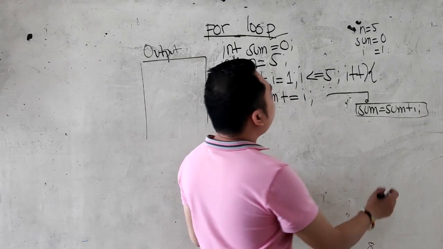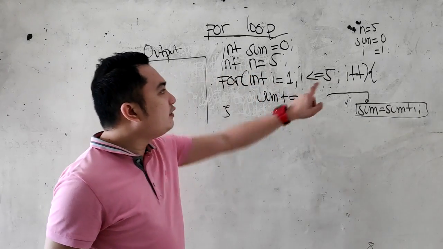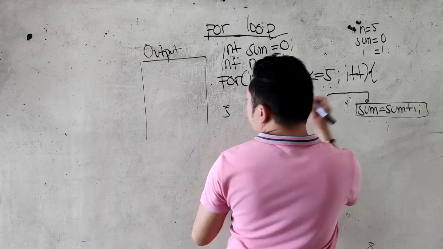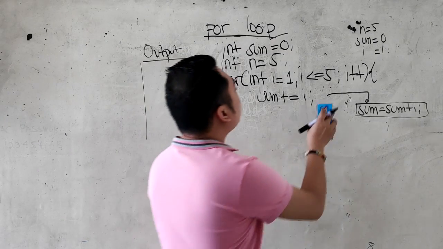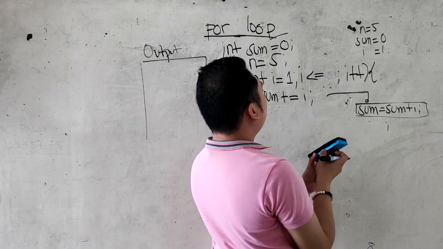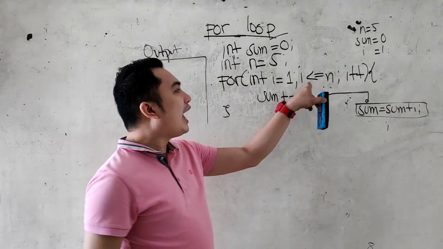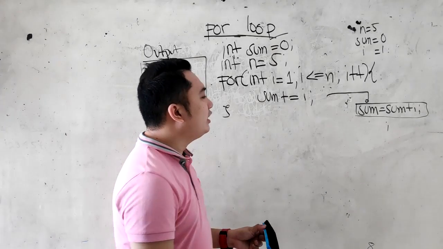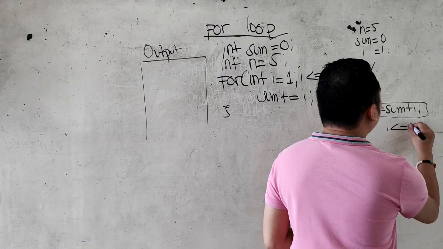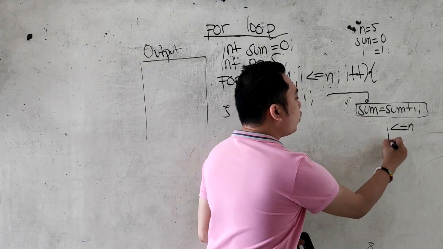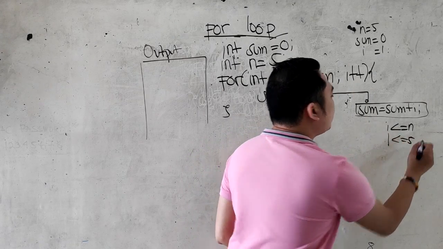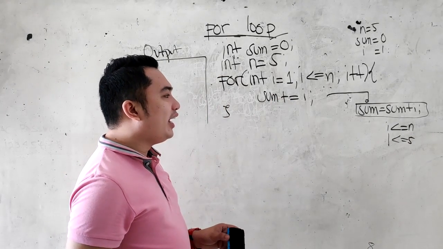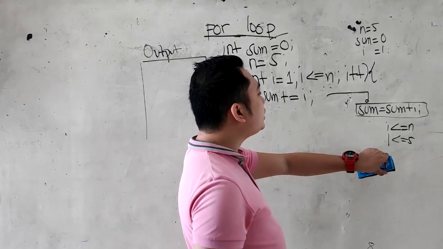And then we do have here I is lesser than equal to 5. I forgot, this should be n. Okay, I is lesser than equal to n, but it's still 5 basically. So I is lesser than equal to n, where our current value of I is 1. So 1 is lesser than equal to 5. That is true, so it will execute sum plus equals to I.